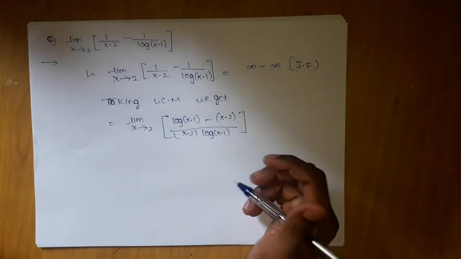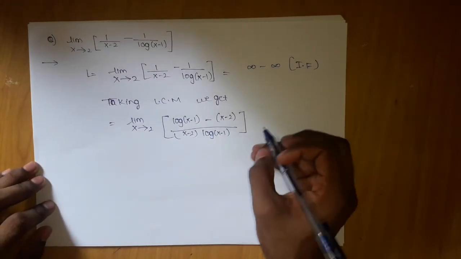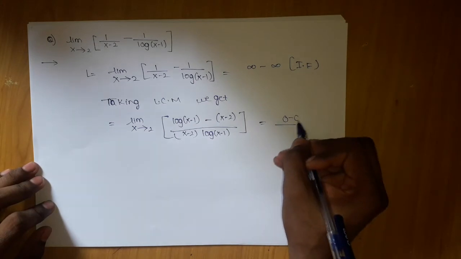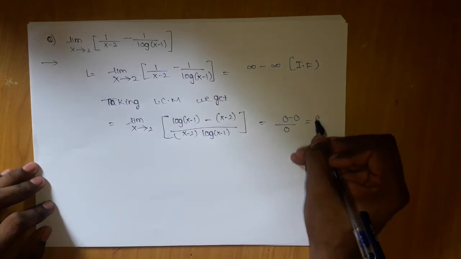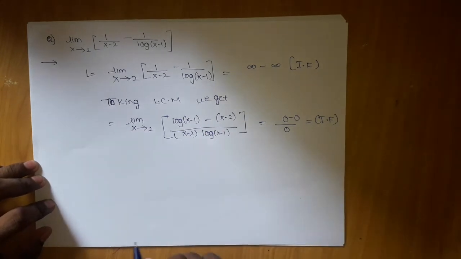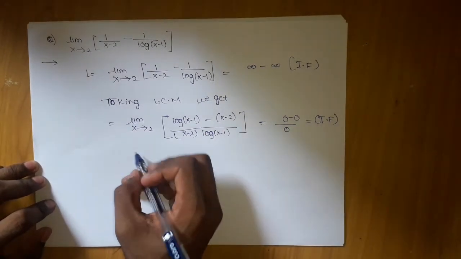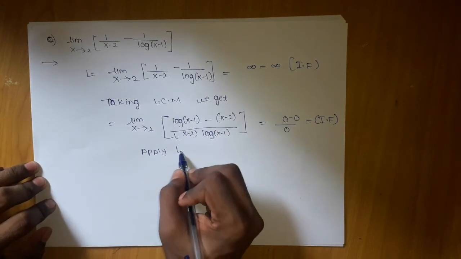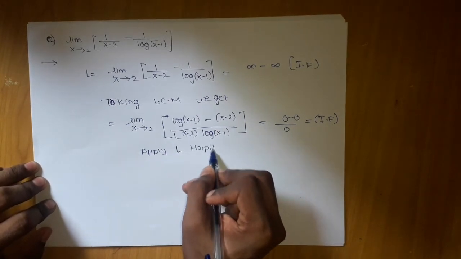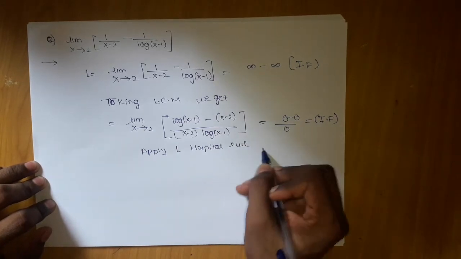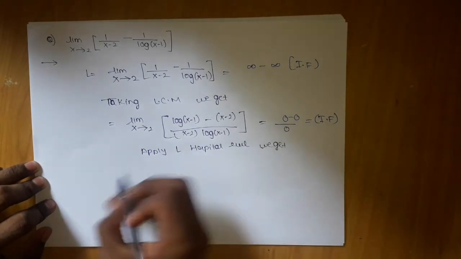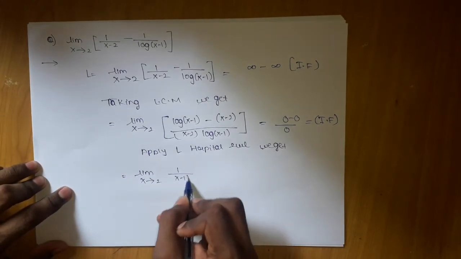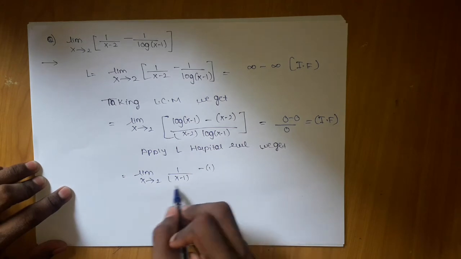After getting this, we are going to check what form it is. If you substitute here, we will get 0 minus 0 by 0, which is nothing but an indeterminate form. So again apply L'Hopital's rule. We get limit x tends to 2, x minus 1 minus 1.